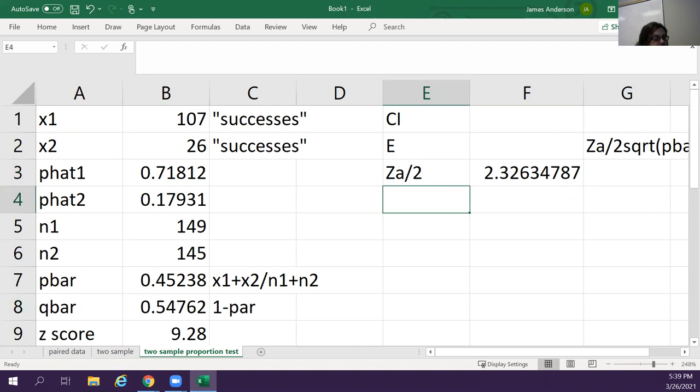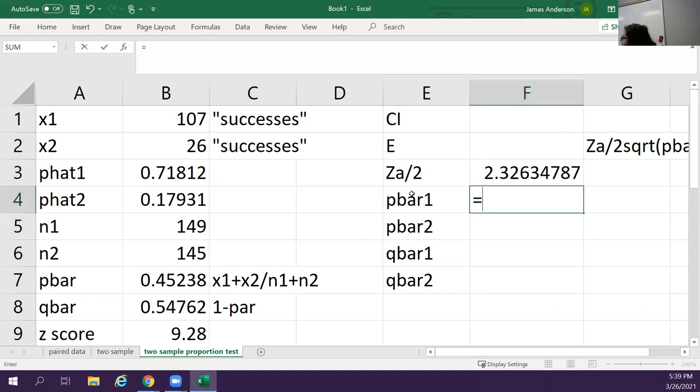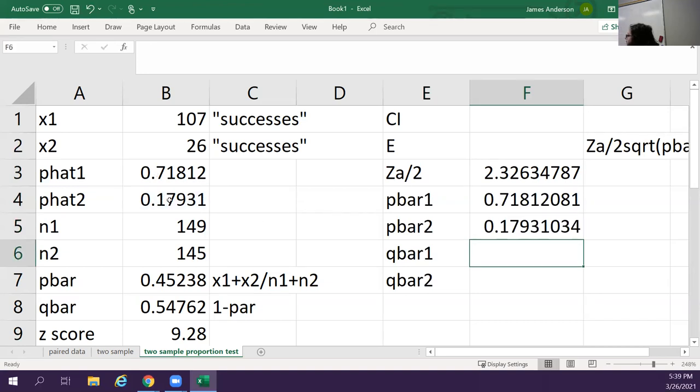The p-bar is going to be this right here. Or wait, where do we get our p-bars? Make sure I get this right. Oh, it is their sample. So p-bar 1, p-bar 2, q-bar 1, q-bar 2. p-bar 1 is equal to your p-hat 1. P-bar 2 is equal to our p-hat 2. And q-bar 1 is equal to 1 minus p-bar 1. And q-bar 2 is equal to 1 minus p-bar 2.